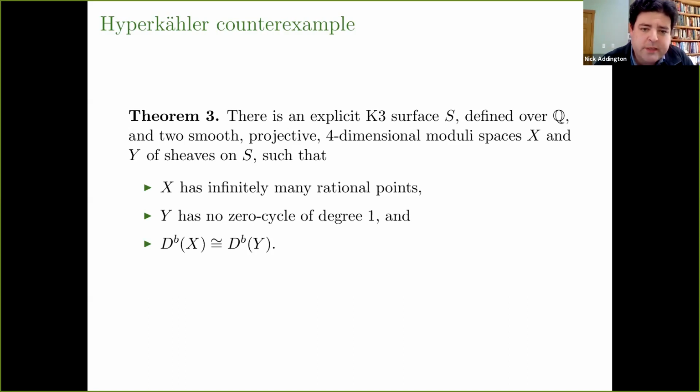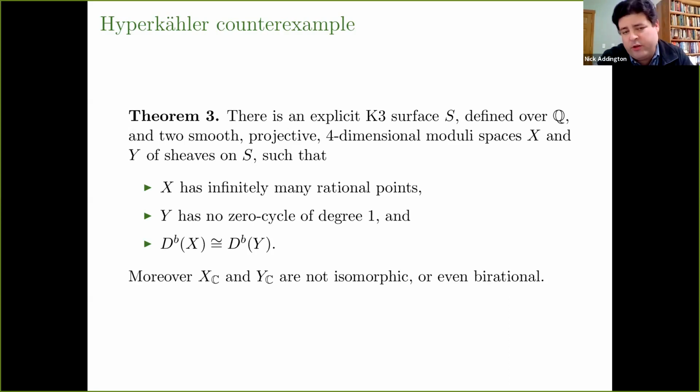And moreover, if you go up to C or Q bar, but why not go all the way to C, they don't become isomorphic or even birational. And if it makes you happy to know that X and Y are simply connected, because derived equivalences of non-simply connected varieties can be a little screwy, that's true.